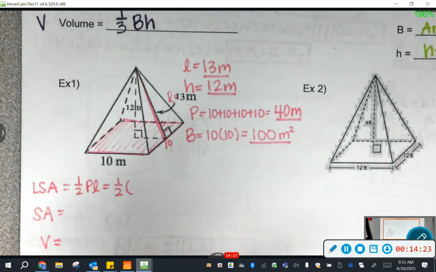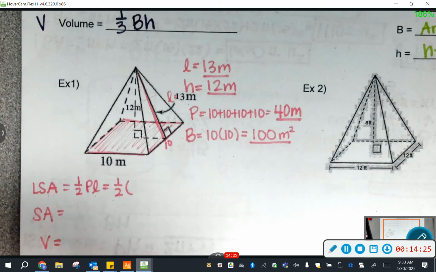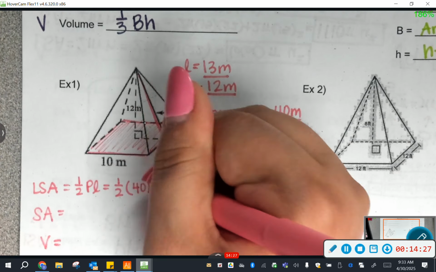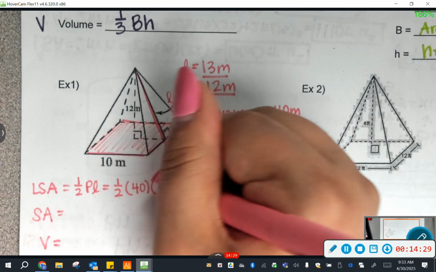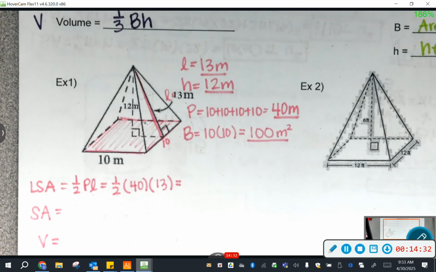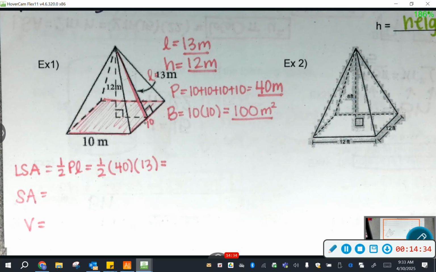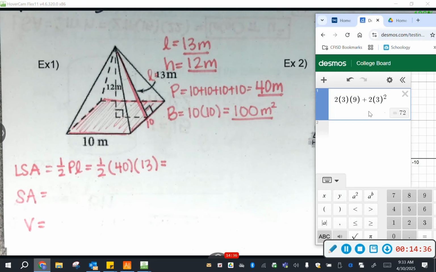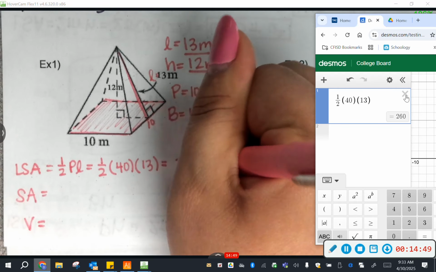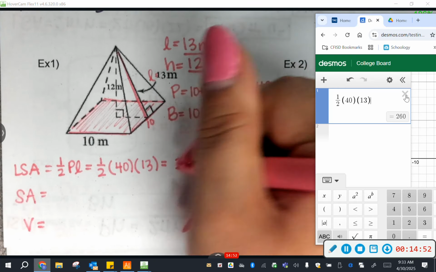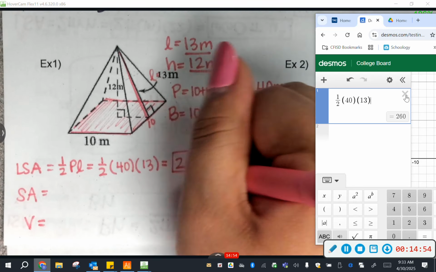1/2. What is my P? 40. What is my L? And put that in the calculator. What do we get for our answer? 260 meters squared.